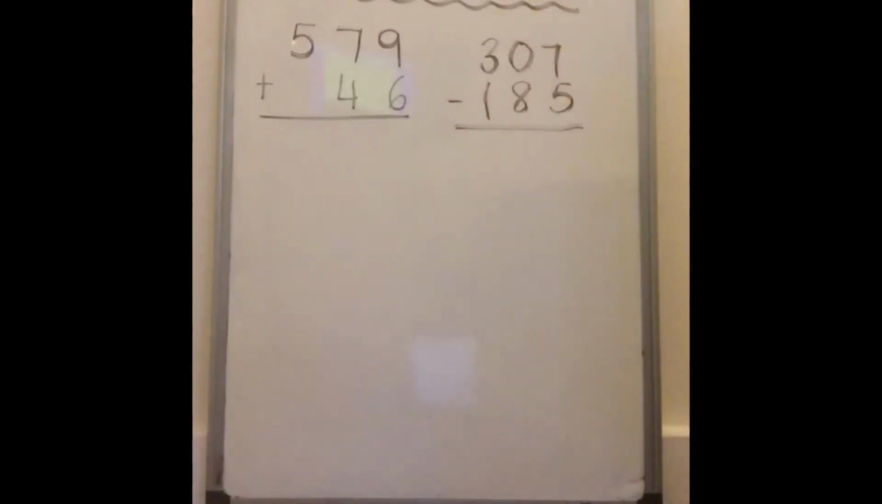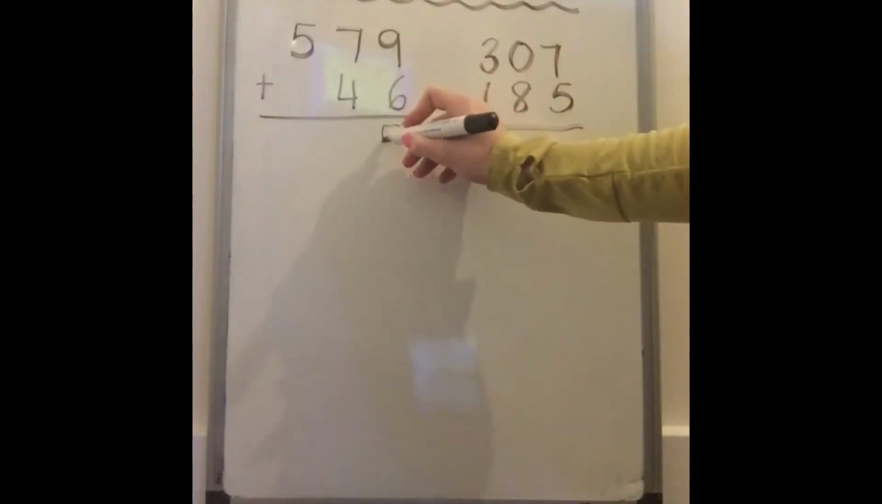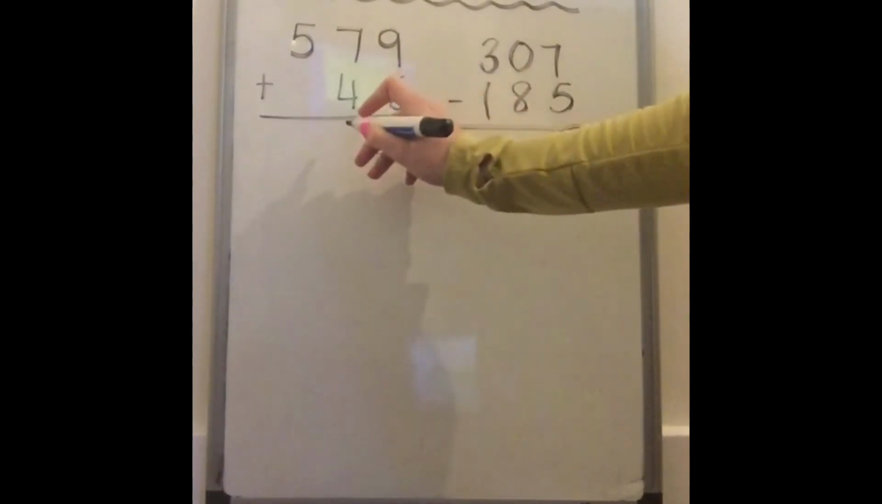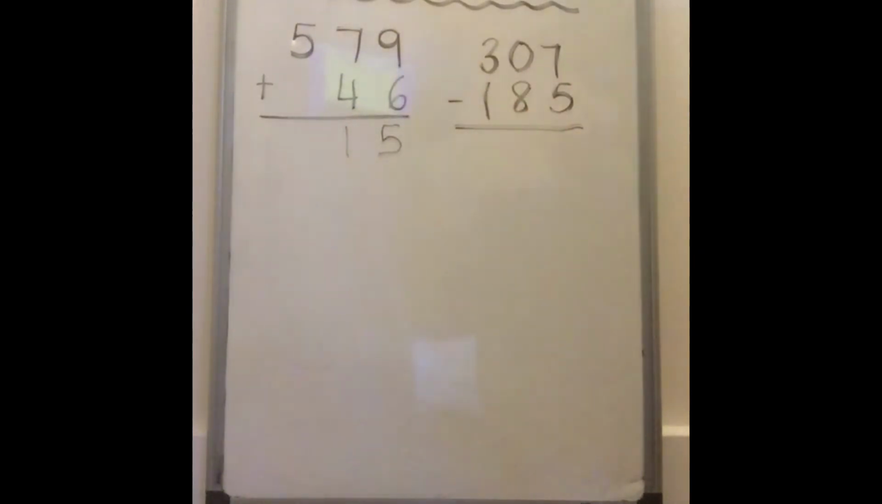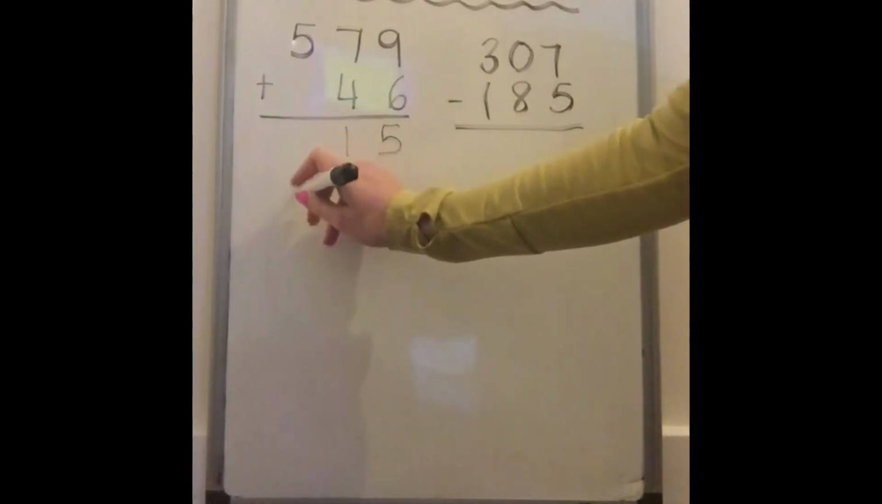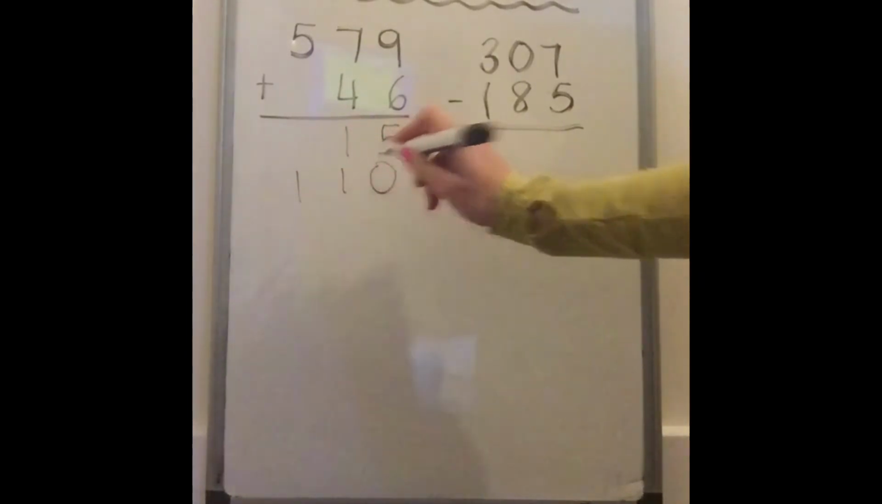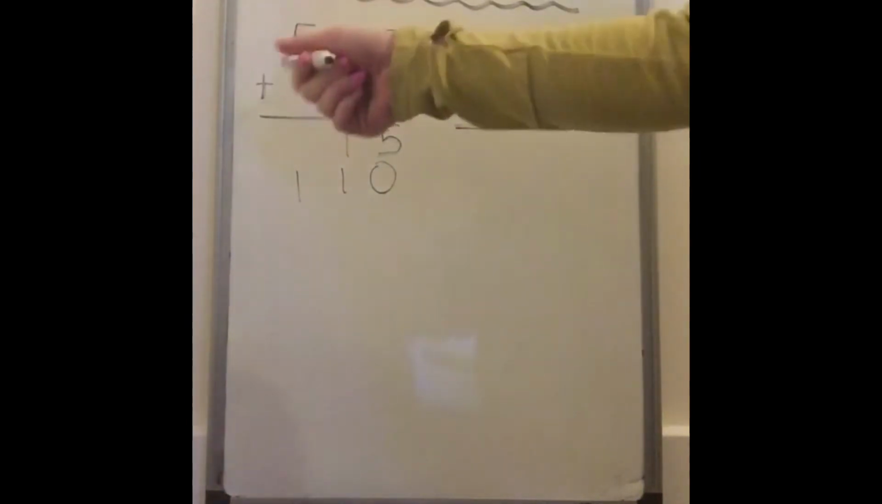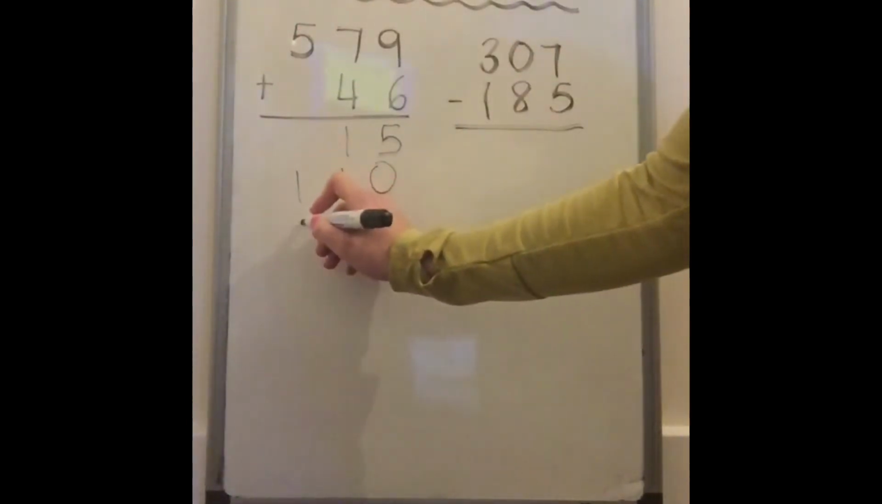So let's start with the ones. 9 add 6 is 15. 15 is 5 ones and 1 ten. So I've got 15. Now I'm going to do the tens. It's 7 tens add 4 tens. 7 tens add 4 tens is 11 tens. 11 tens is 11 times 10, which is 110. Then 500 add nothing is 500.